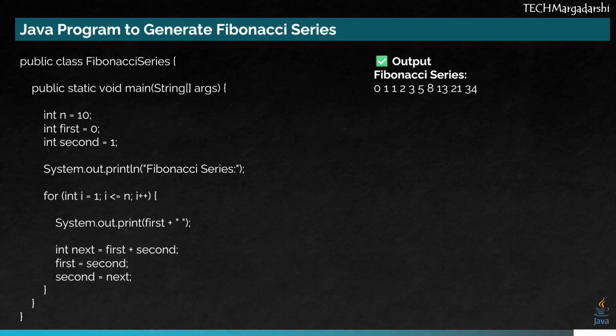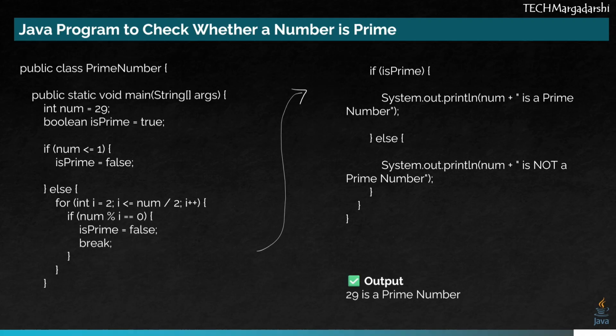In each iteration, we first print the current value of first. Then we calculate the next number by adding first and second. After that, we update the values by assigning second to first and the newly calculated value to second. This process continues until the required number of terms is generated. In this example, the output will be 0, 1, 1, 2, 3, 5, 8, 13, 21, 34. This program helps us understand variables, loops, and sequence generation, and it is one of the most frequently asked Java interview programs.